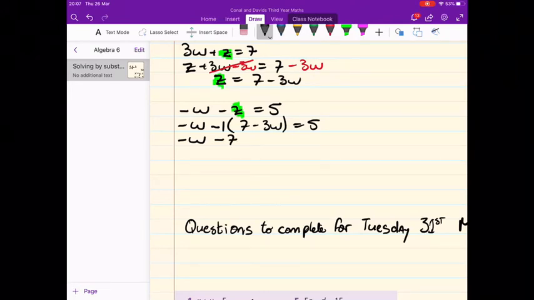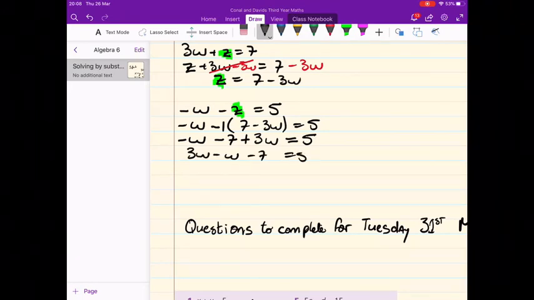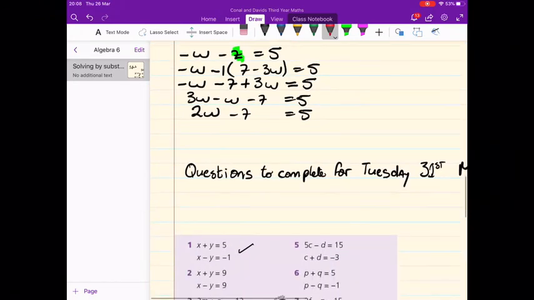So that minus 1 is to be multiplied by everything inside the bracket. So first off, we have minus 1 multiplied by 7 is minus 7. Then we have minus 1 multiplied by minus 3w. Well, that's a negative number by a negative number, which gives us a positive. Then we have 1 by 3 gives us a 3, and then we have w. And that's equal to the 5. Now our next line, we're going to tidy things up, so we'll have minus w plus 3w minus 7 is equal to 5. So that's 2w minus 7 is equal to 5.